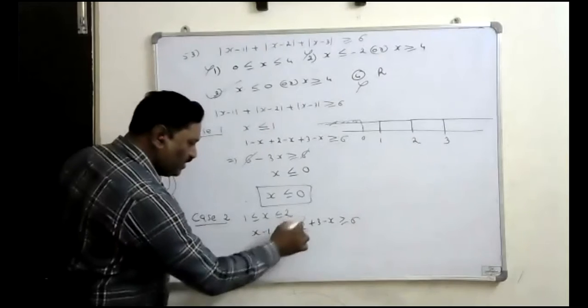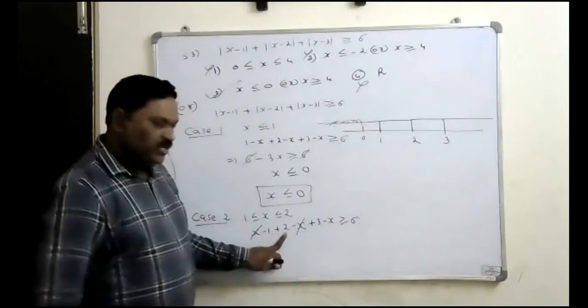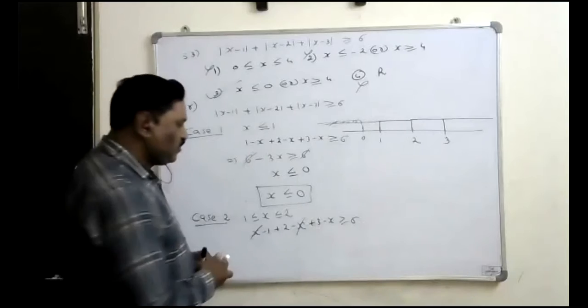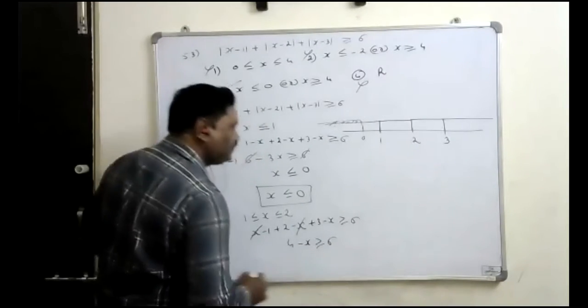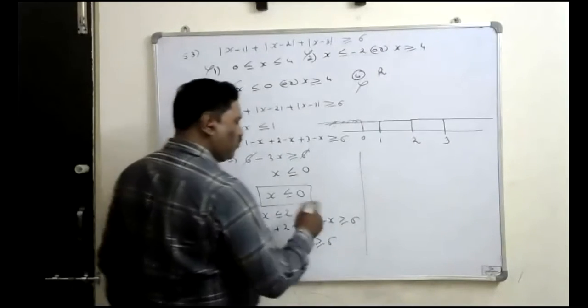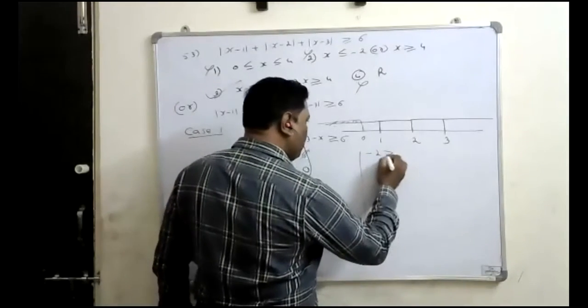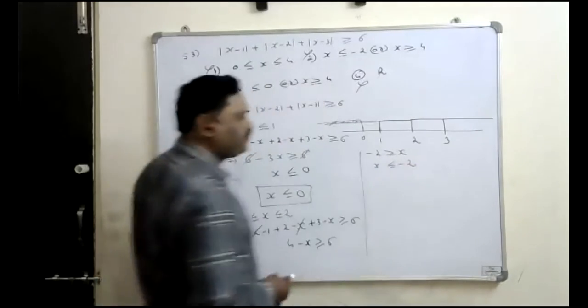Now minus x plus x gets cancelled, then minus 1 plus 2 is 1, 1 plus 3 is 4. So 4 minus x is greater than or equal to 6. That implies minus x is greater than or equal to 6 minus 4, which means minus 2 is greater than or equal to x, so x is less than or equal to minus 2.